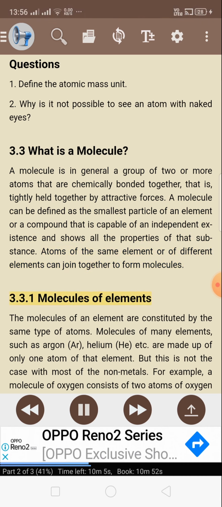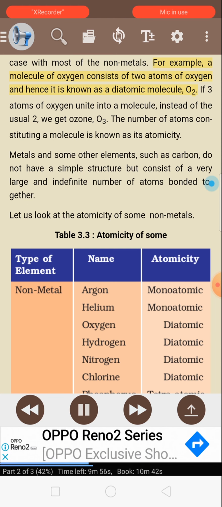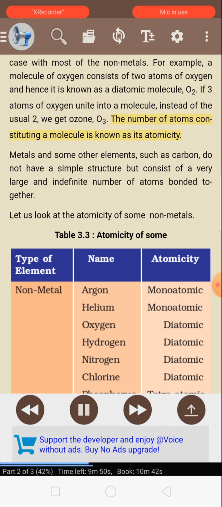3.3.1 Molecules of elements. The molecules of an element are constituted by the same type of atoms. Molecules of many elements, such as argon, Ar, helium, He, etc., are made up of only one atom of that element. But this is not the case with most of the non-metals. For example, a molecule of oxygen consists of two atoms of oxygen and hence it is known as a diatomic molecule, O2. If three atoms of oxygen unite into a molecule, instead of the usual two, we get ozone, O3. The number of atoms constituting a molecule is known as its atomicity.